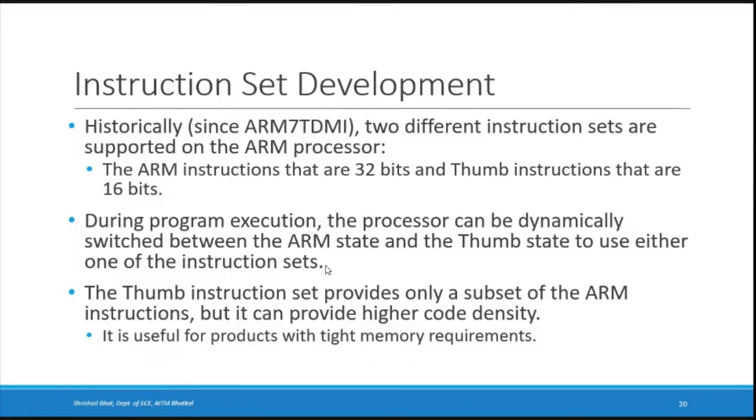There had to be state switching between the ARM state and the Thumb state. The Thumb instruction set provides only a subset of the ARM instructions, but it can provide higher code density, because in a particular size of memory, more instructions can fit. That is called tight memory coupling. It is used for products with tight memory requirements, where we are required to use only a smaller memory with high code density.